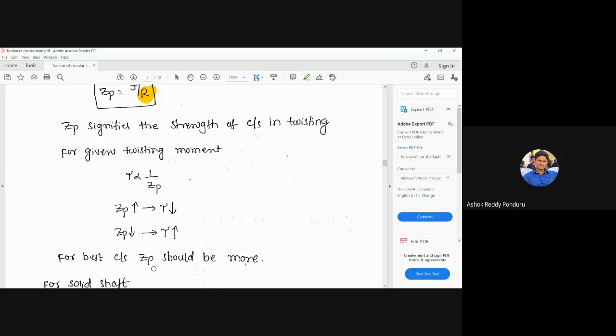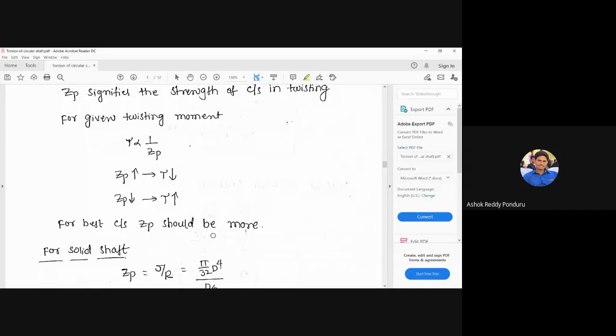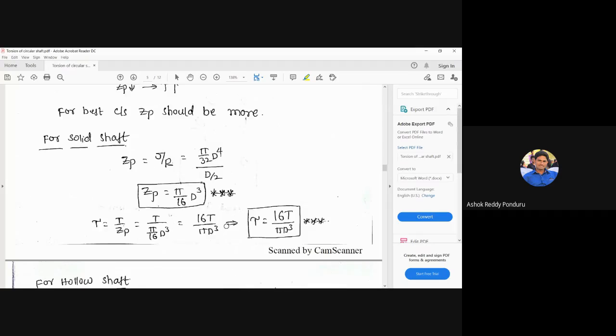For the best cross section, ZP should be more. We will discuss later which one is the best cross section: is it a solid circular or a hollow circular? We will discuss that later also. Okay.